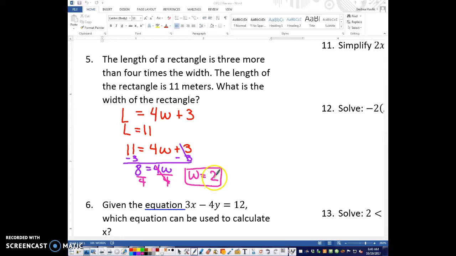And you can double check it by plugging it in, or substituting it in. So 2 times 4 is 8, plus 3 is 11.